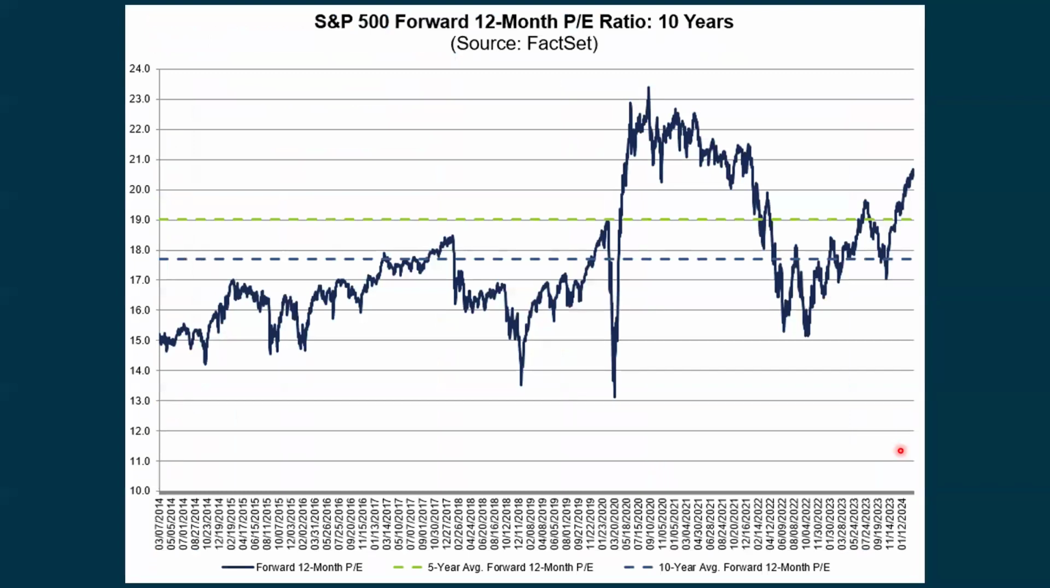Then we look at the forward PE ratio. This is looking out 10 years. This is another way to measure this. And we're also coming in above the 20 level, just to give you an idea where we're looking at.